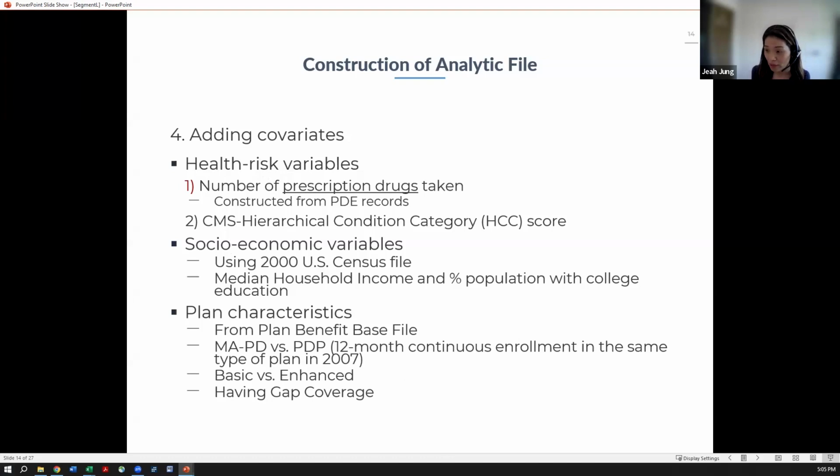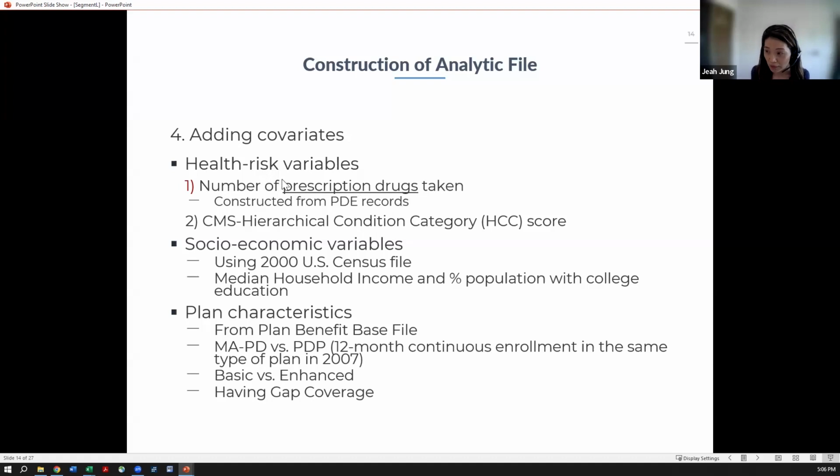Right? So this is probably the one that came out earlier in the morning. Those who are on more prescription drugs are sicker, right? That's indicated, the way we do it in the Charlson or something. The more diagnoses or the more serious conditions you have, the sicker you are, right? So I wanted to get the number of prescription drugs taken here.